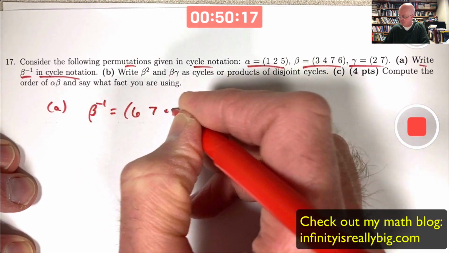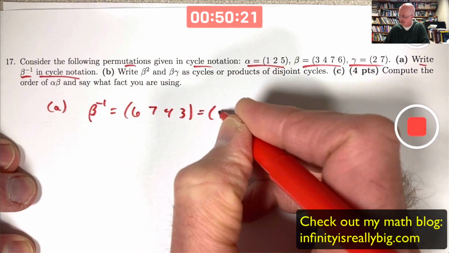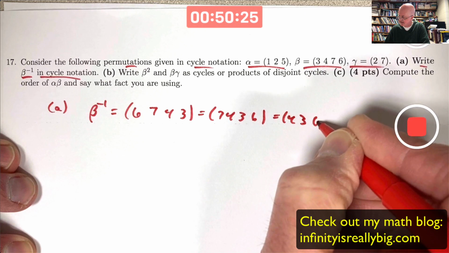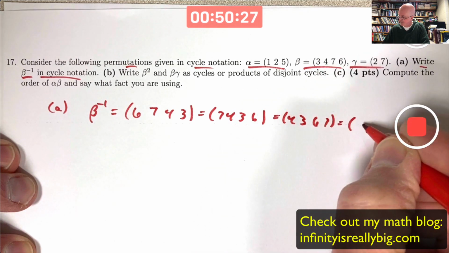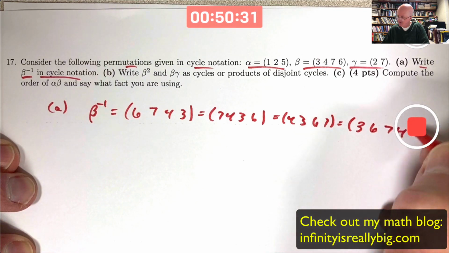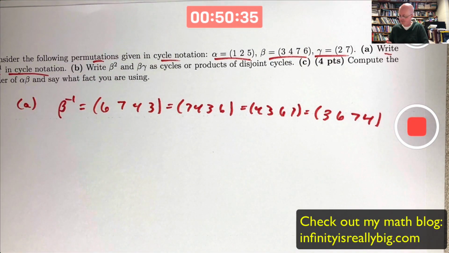6, 7, 4, 3. And again, this is not a unique way to write it. We could also write it as 7, 4, 3, 6, or 4, 3, 6, 7, or which one's left? 3, 6, 7, 4. These all represent the same function, the same permutation.